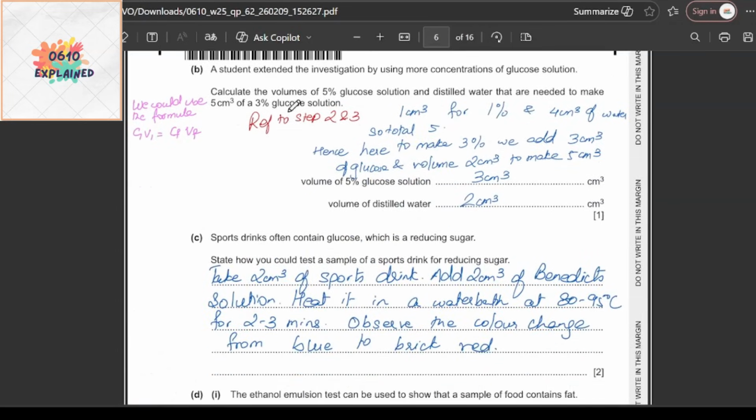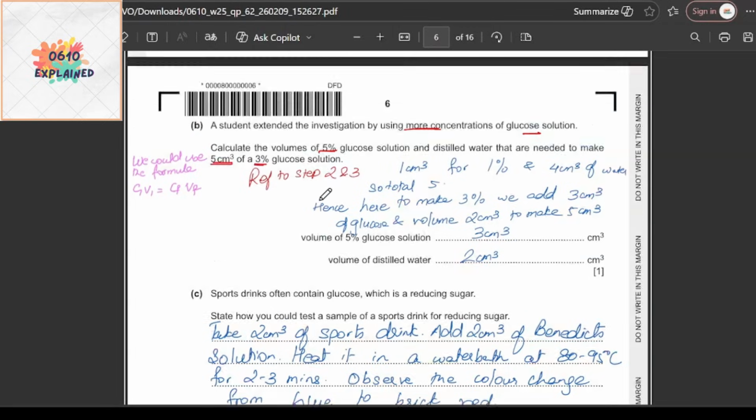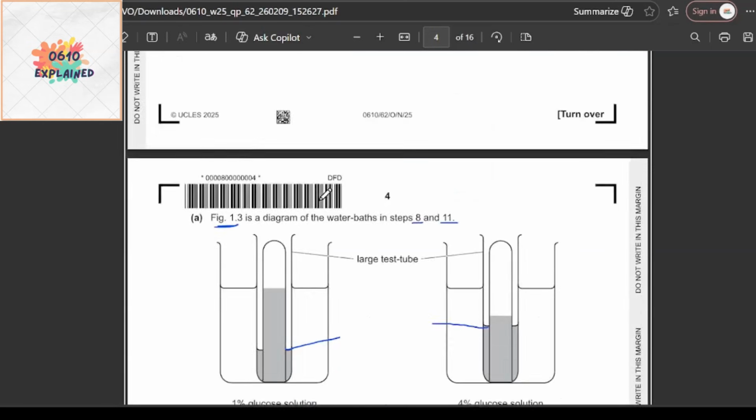Coming to the next B part of the same question, a student extended the investigation by using more concentrations of glucose. Calculate the volume of 5% glucose solution and distilled water that are needed to make 5 cm cube of a 3% glucose solution. We are going to refer to step 2 and 3 where we got the hint for this question.